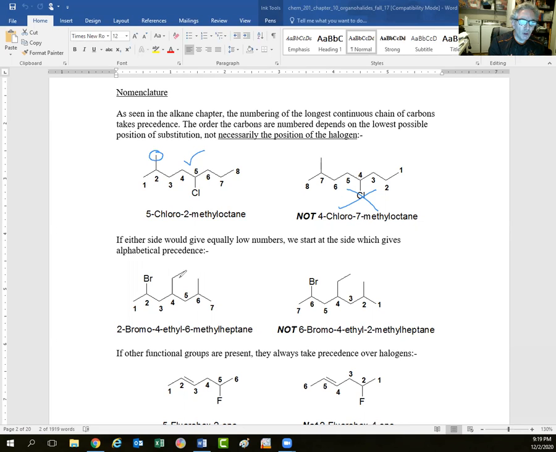Likewise, if we have a tie between numbering on the left or numbering on the right, then we give preference to alphabetical ordering. So we go B for bromo and number from the left, rather than M for methyl and numbering from the right. Remember, this is just a last resort if there's a tie between the positions of the branches on the two sides of the alkane chain. It's normally about the lowest possible numbering for those branches, whether they're alkyl branches or halogens.